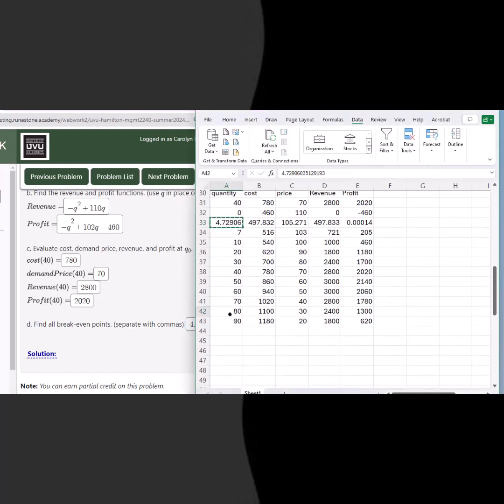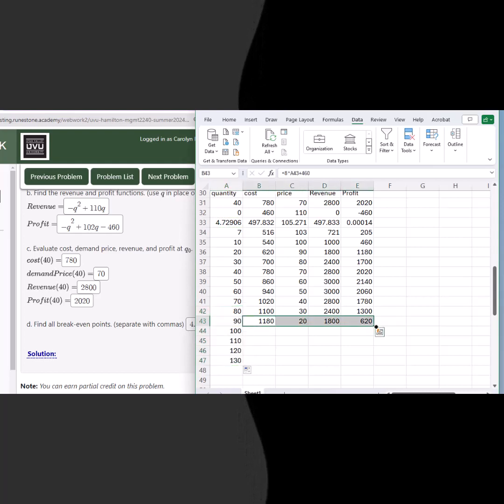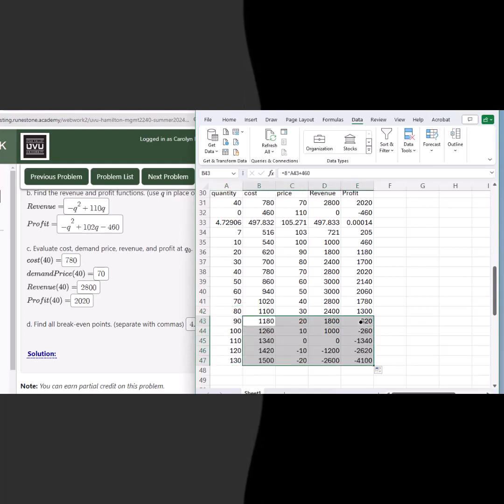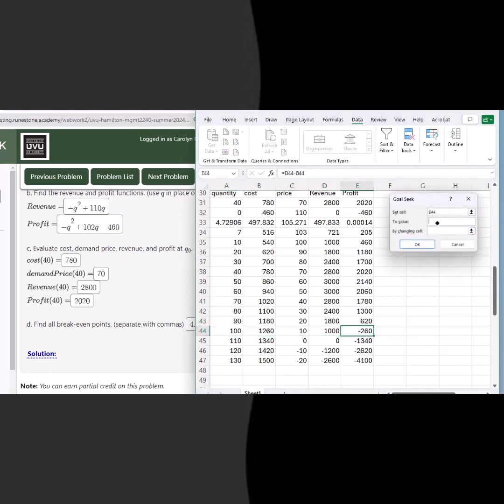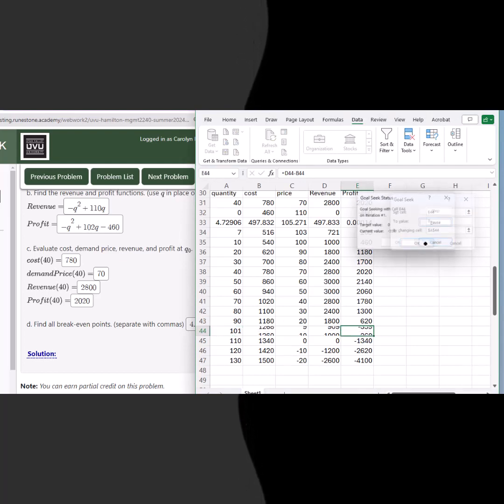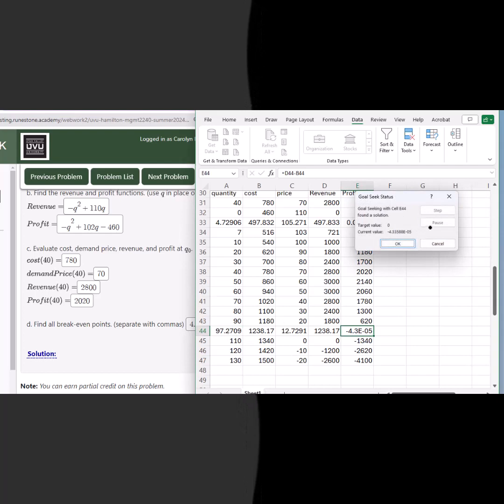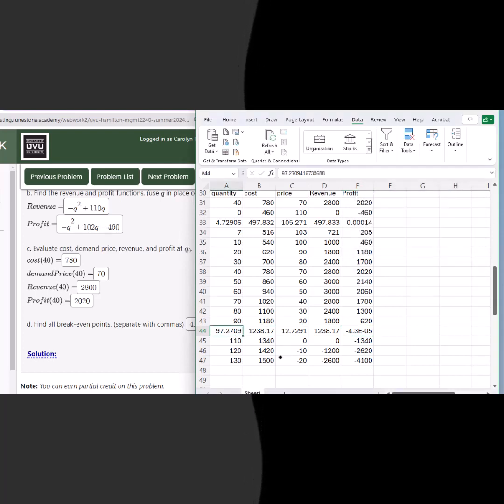Then for my second break-even point, I need more data down here. Copy my formulas down. There we go. So it changed, the profit switched from positive to negative between 90 and 100. So I'll take this one, do another goal seek. 97.27.